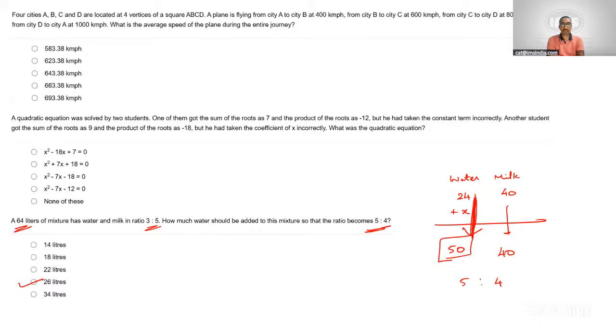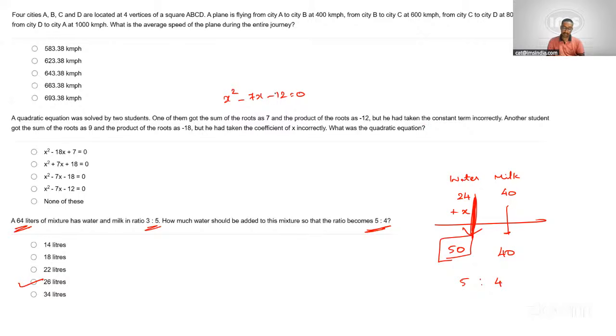4 cities, A and B. Okay, maybe not. So now, a quadratic equation was solved by 2 students. One of them got sum of the roots as 7 and the product of the roots as minus 12. I know this. Okay, time is up technically. Let me just finish this problem just for my satisfaction. Sum of the roots 7 and product of the roots minus 12. So x squared minus 7x minus 12 equal to 0.